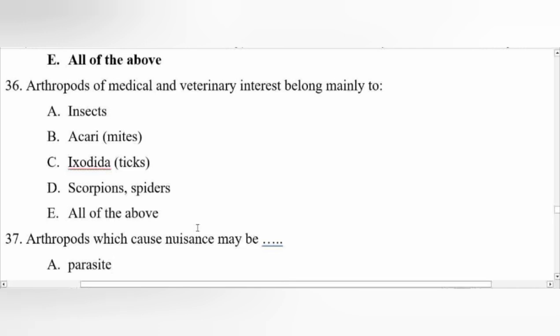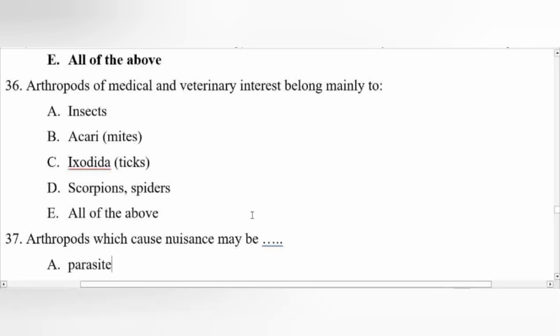Now, question number 36. Arthropods of medical and veterinary interest belong mainly to, okay, option A is insects, B says Acari, like the mites, C says Ixodida, the ticks, and then D says scorpions, spiders. And then E says all of the above.